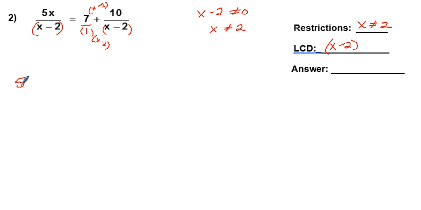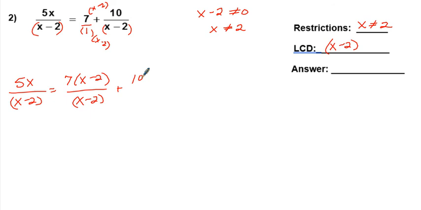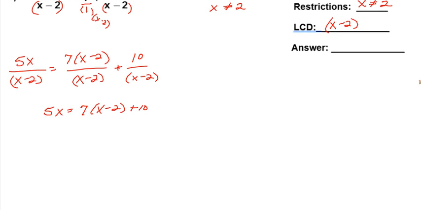So we've now got 5x over x minus 2 equals 7 times x minus 2 over x minus 2 plus 10 over x minus 2. Again, now that we have everyone over the common denominator, we can throw that away and just solve the top. 5x equals 7 times x minus 2 plus 10. That's now the equation that we'll be solving to find what x equals.